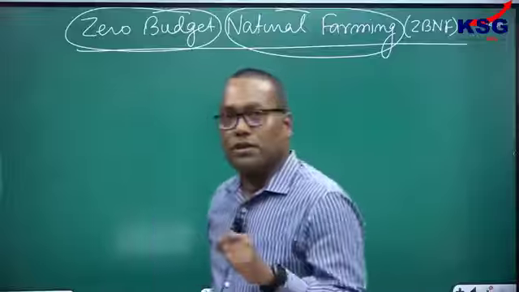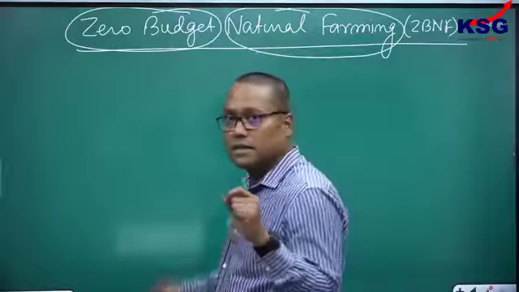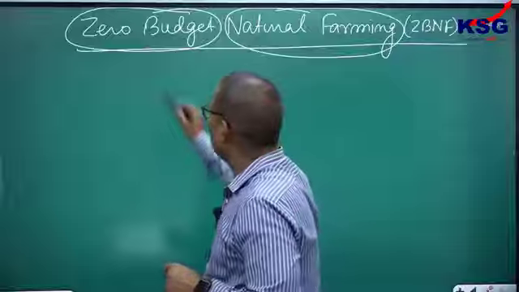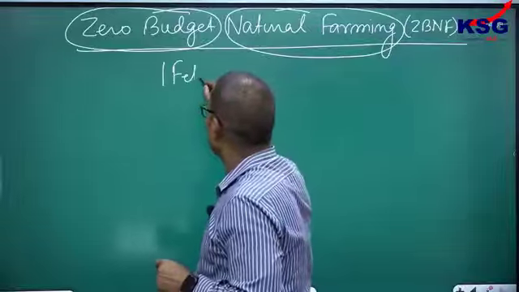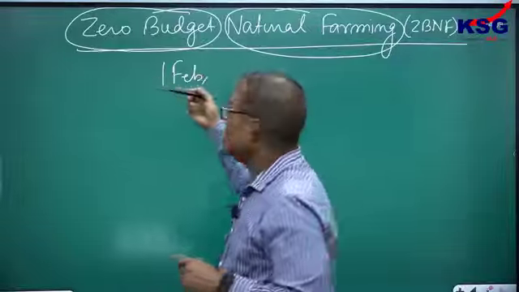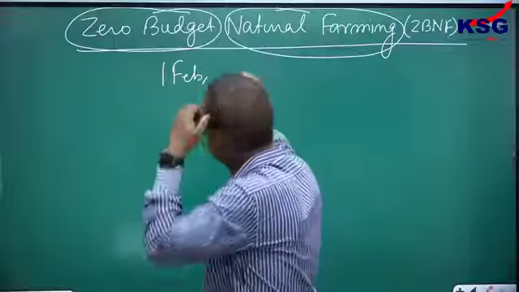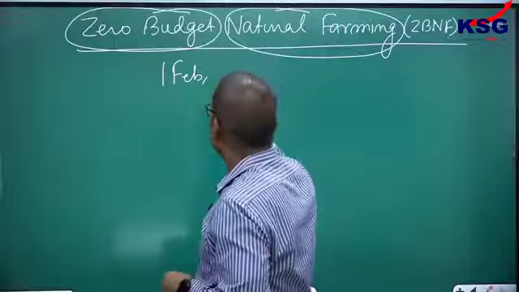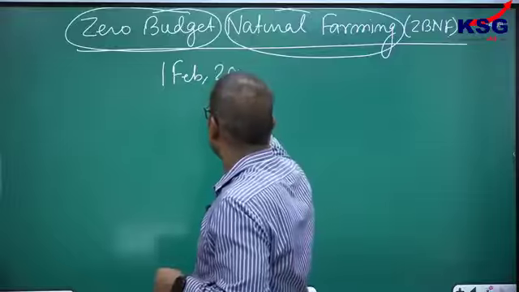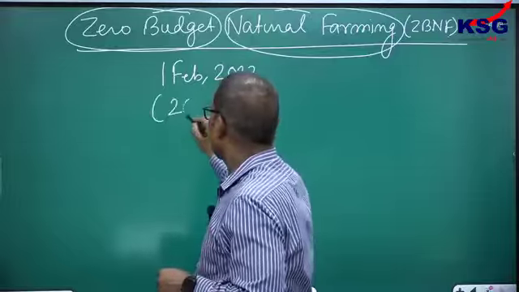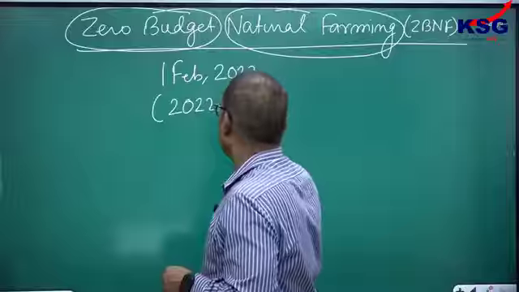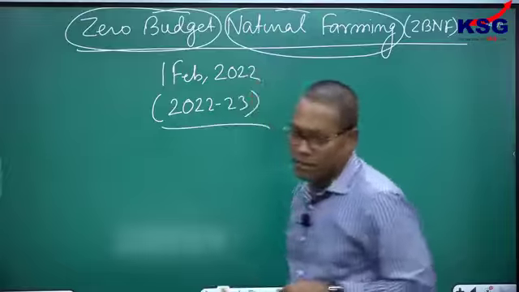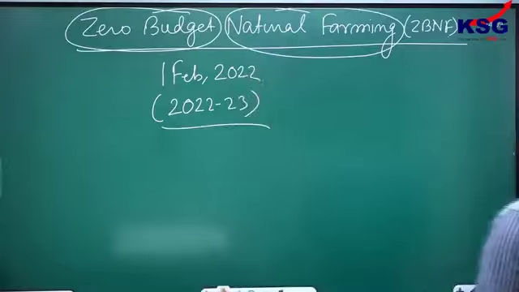So this policy ZBNF was discussed and announced by the government of India on 1st Feb. It's discussed in the budget. On 1st Feb 2022, for the budgetary year 2022-23, in this budget, the government announced and discussed zero budget natural farming, ZBNF.